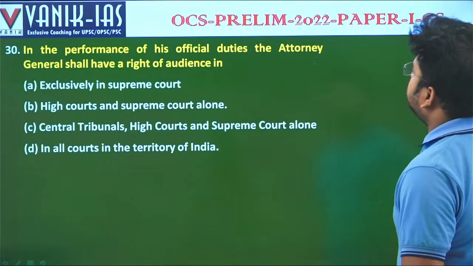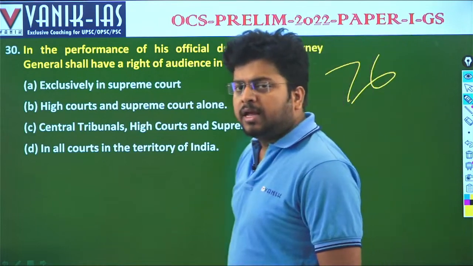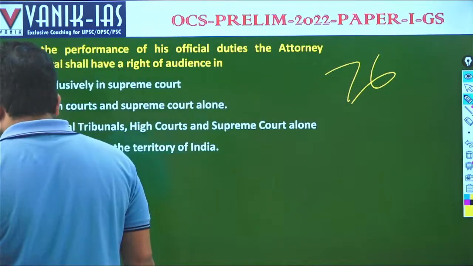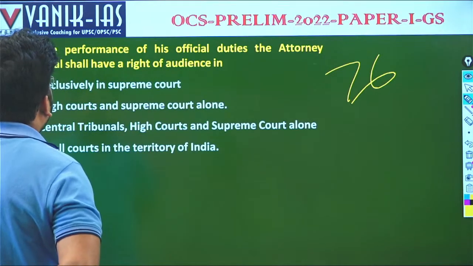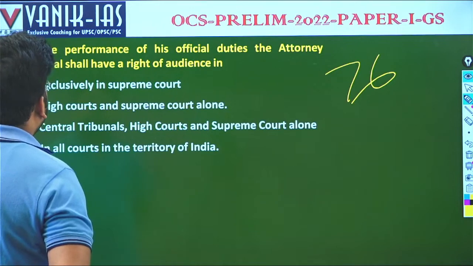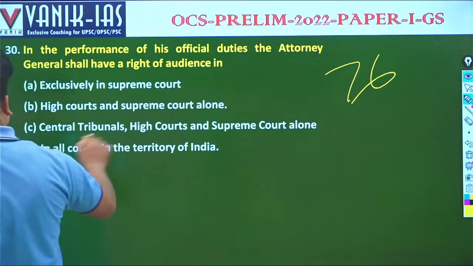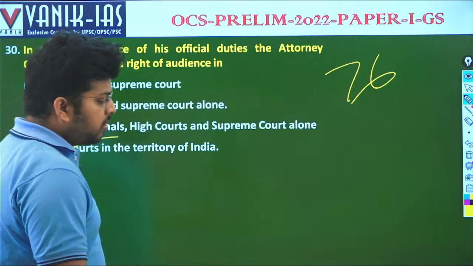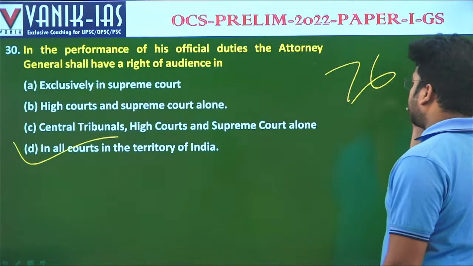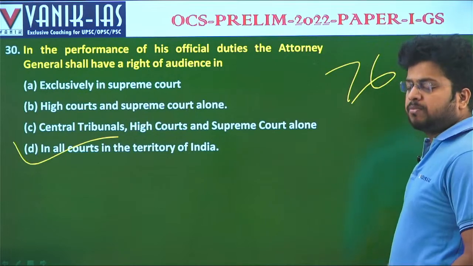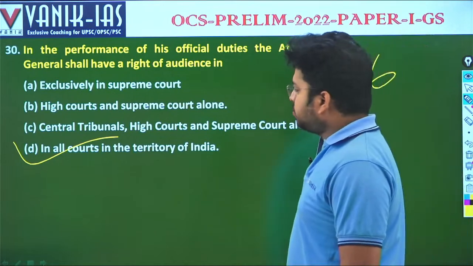In the performance of his official duty, the Attorney General, Article 76, the first law officer of the country, can sit in any house of Parliament but does not have voting power. He can take part in proceedings in any court. He has the right of audience in all courts in the territory of India. He can also sit in the proceedings of Lok Sabha and Rajya Sabha, but cannot vote. He is appointed during the pleasure of the President, politically appointed by the President.